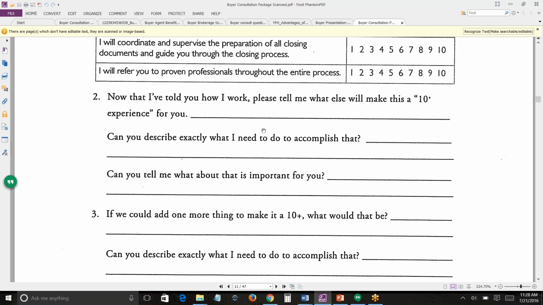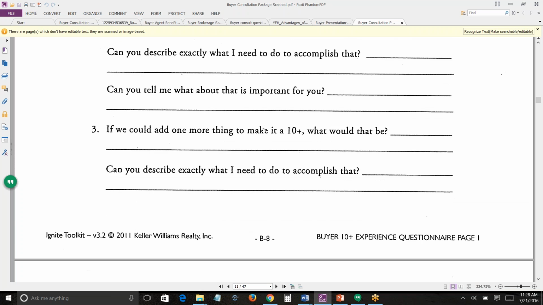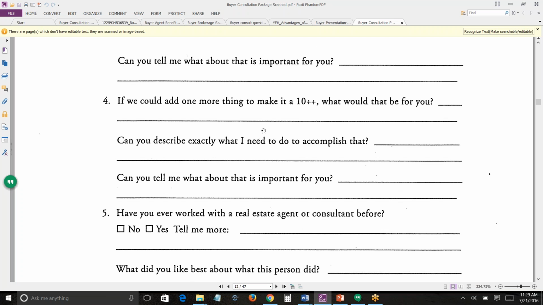If we could add one more thing, what would that be? Can you describe exactly what I do? Does everybody see where I'm going with this? If we could add another thing to make it a 10 plus plus, what would that be? All right. Now there's a class which I'm going to be doing at some point on customer service, but if we do this and if people say, no, that's it, we're done, then you don't have to keep pushing it. But if we do this, are we more likely to solicit from them what their expectations are when working with us? More clarity.